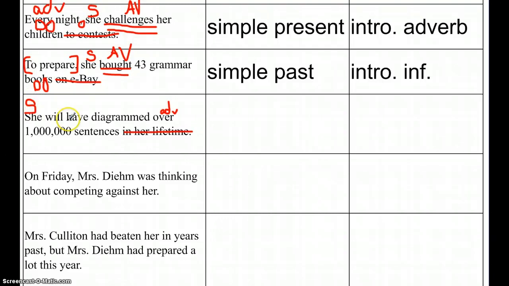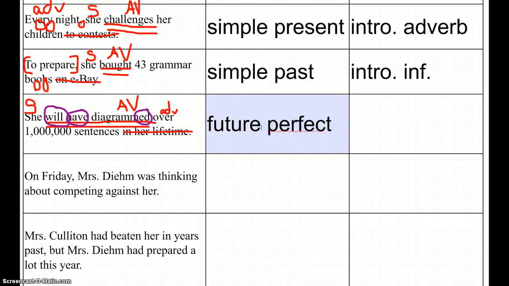What's she doing? She will have diagrammed. Diagram is an action. That's something I can do, so that's a verb. So now I look to my clues. Well, I see a helping verb, will. Will always indicates future tense. And I'm going to look, do I have any other helping verbs or suffixes? Well, I have the helping verb have, and I have the suffix -ed. And I know from studying that have and -ed indicate perfect tense. So I have future perfect tense. And this doesn't have an introductory phrase or clause, so it's just a simple verb.